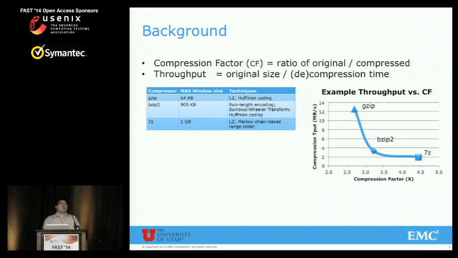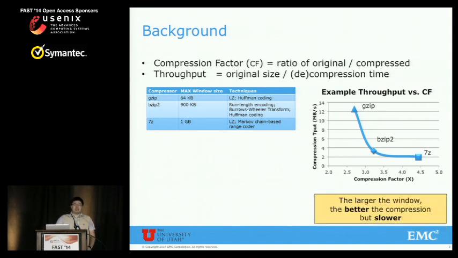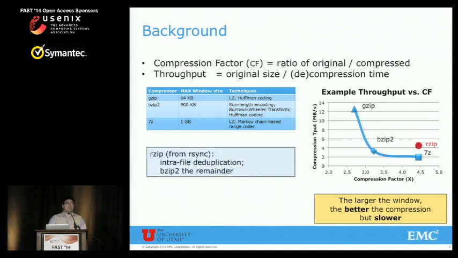If we run these three compressors, we will get this throughput versus compression factor curve. GZIP is using a rather small window. It doesn't compress well, but runs really fast. And 7Z is another extreme that uses a much larger window. It compresses really well, but it is the slowest. So what we can get from this figure is, in general, the larger the window, the better the compression, but also slower.